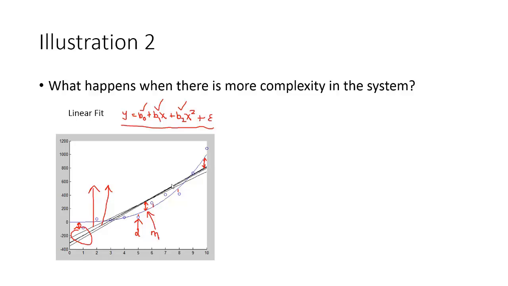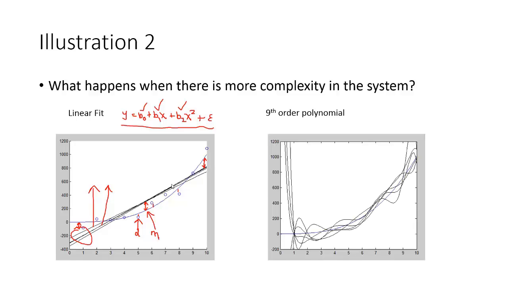Now what happens when you have a ninth order polynomial? What happens is you're still not doing too great. And the reason you're not doing too great is because this is a quadratic system and you're trying to fit something so complex, right? So you're still overshooting a lot, but there are a couple of things to notice.